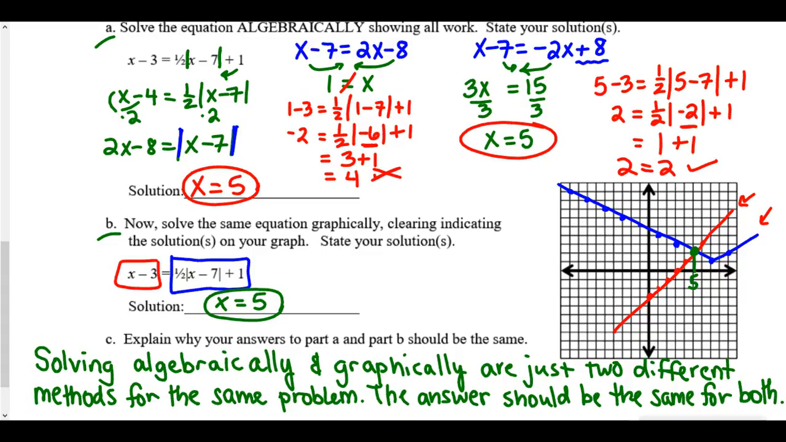Okay, so solving algebraically and graphically are just two different methods for the same problem. So the answer should be the same for both. We're looking for what value of x makes this situation true. The only one that's going to work is x equals 5. We put this question on here so that you guys remember if you didn't get the same answer, you should go back and figure out what you did wrong.